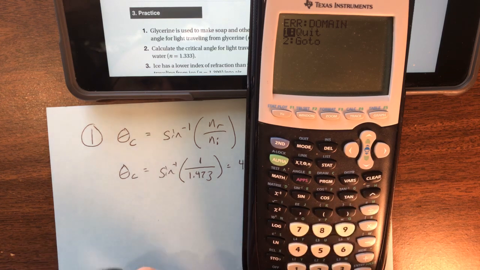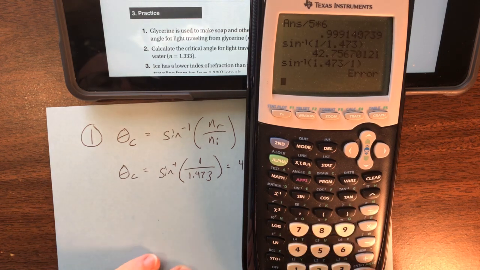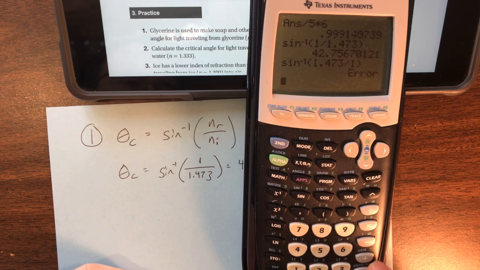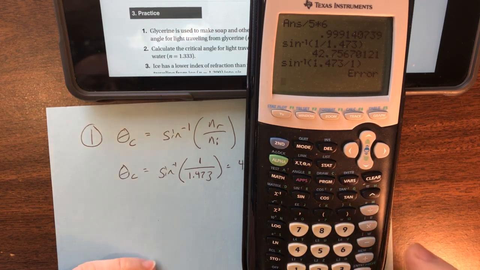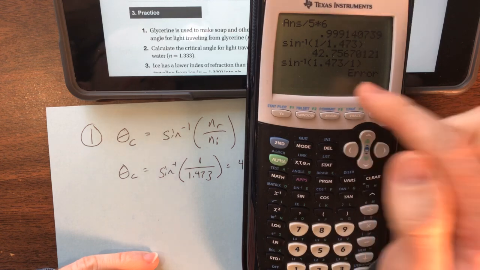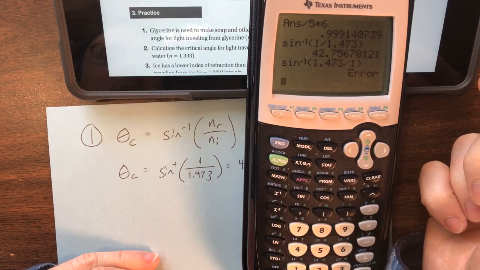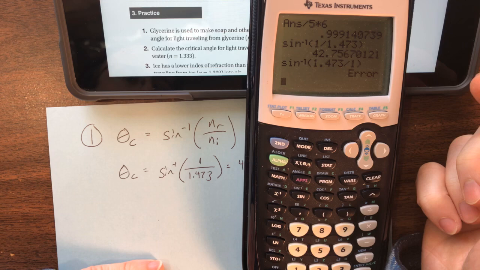And well, why do we get an error? Because the sine of something can never be more than 1, right? The maximum you can get is 1, or it's between -1 and 1 inclusive, right? And so this is saying, okay, you get an inverse sine of something that's larger than 1, then that's impossible. It's impossible to have the inverse sine of something larger than 1.